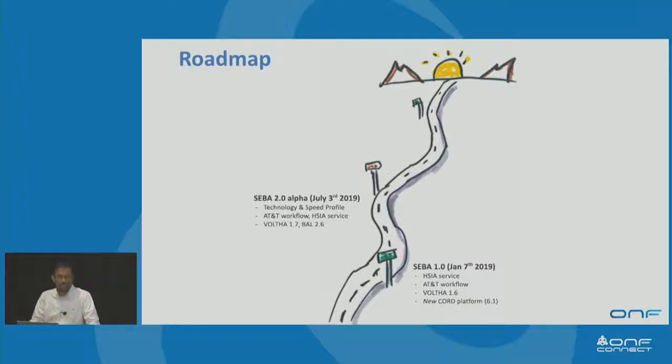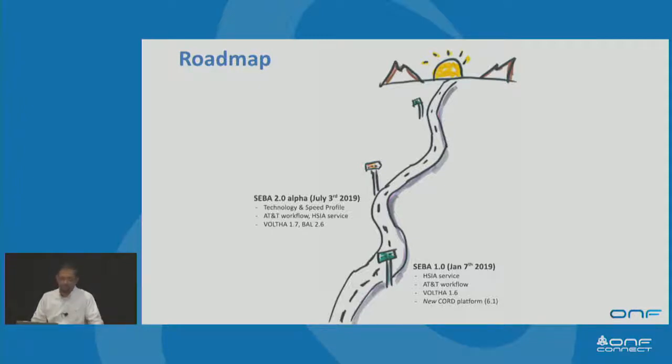Okay. A couple of months ago, we released the second version of SEBA, which is what you have been trying today. It included technology and speed profiles. That was really important to get that in because it was a big missing feature not to be able to specify per subscriber bandwidth or be able to bring up QoS in the PON. So that's a feature that came in.